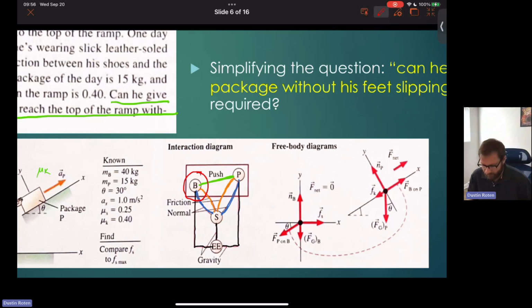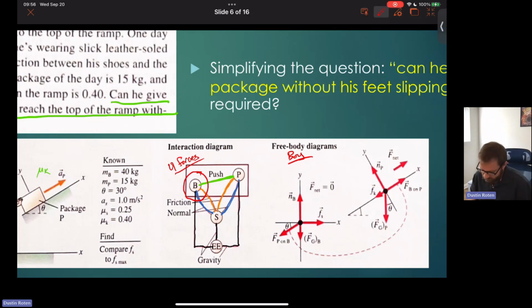You'll notice I have a black, blue, orange, and green line that's leaving my circle. Okay, so that means there's 4 forces that need to be included in my free body diagram. So over here on my free body diagram of the boy, I include those 4 forces.